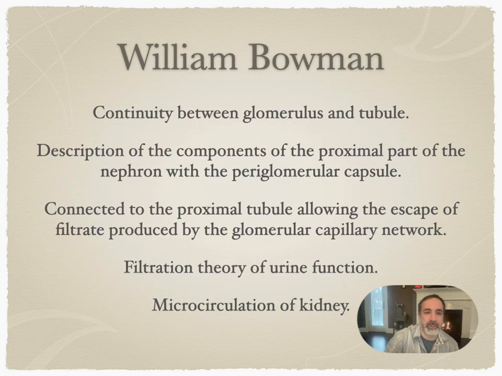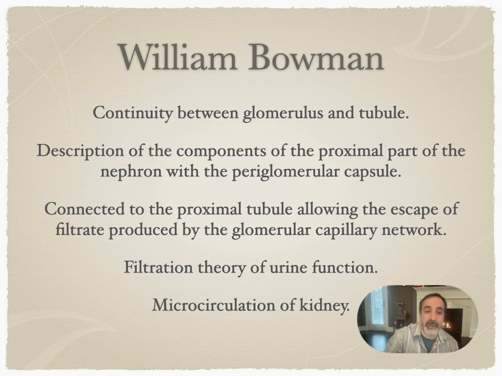To summarize Bowman's work, Bowman showed us that there was a continuity between the glomerulus and the tubule. He gave a description of the components of the proximal part of the nephron, including the periglomerular capsule. He showed us the connection between the periglomerular capsule and the glomerulus to the proximal tubule, thus allowing the escape of filtrate produced by the glomerular capillary network. He described the filtration theory of urine function and the microcirculation of the kidney.